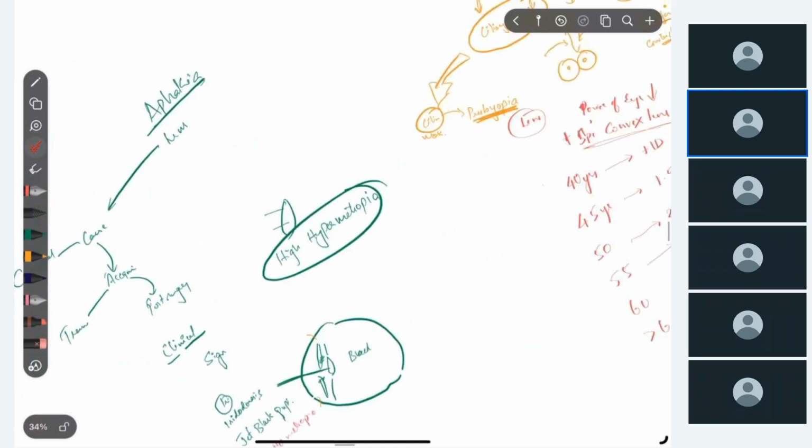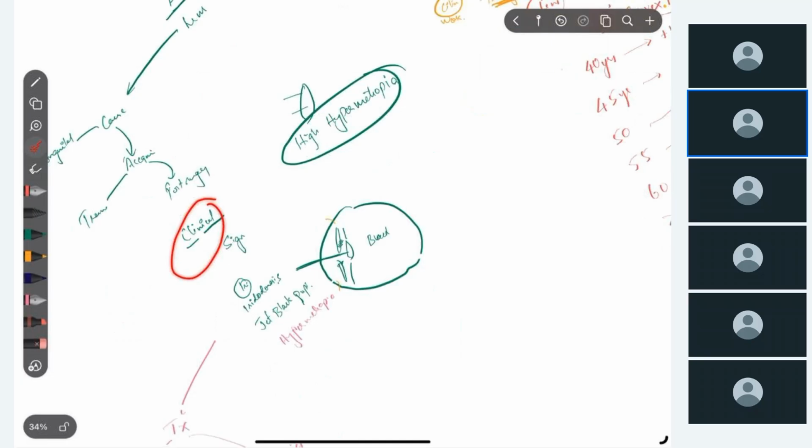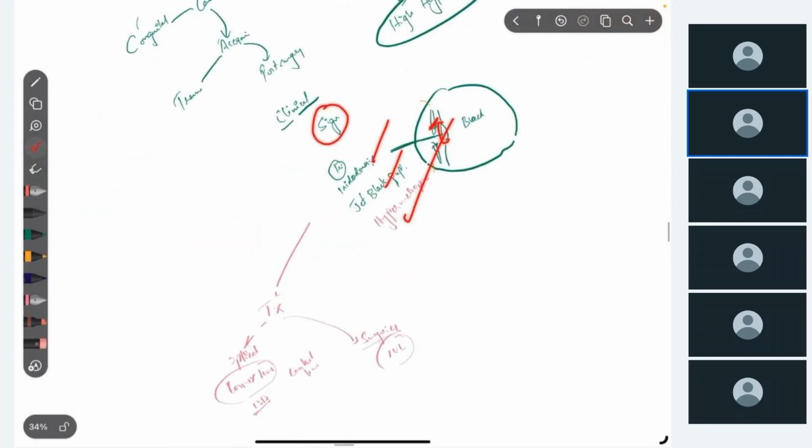And then aphakia. Aphakia is absence of lens. The absence of lens can be congenital, where the lens is only not formed, or this can be acquired. This can be because of a trauma, or this can be because of surgery. Clinically, the person has very high hypermetropia, so he has blurring of vision, all those things. And then signs, because of the absence of lens: iridodonesis, jet black pupil, very high hypermetropia. Treatment for this, optical and surgical: optical, very high power convex lenses, and surgeries, intraocular lens placement.